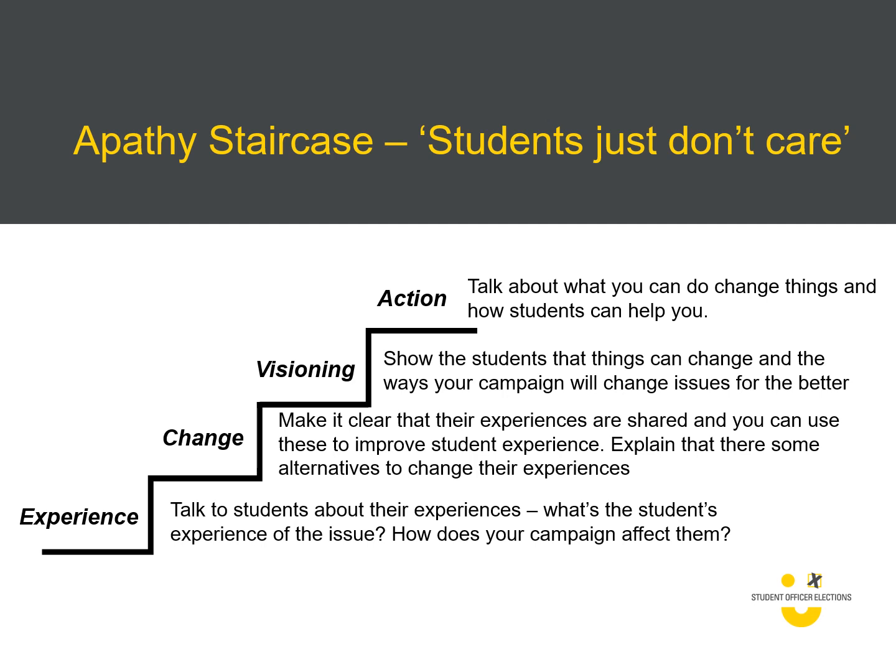Here, you start by asking a student about their experiences of something related to your campaign and how they have been affected. Make them aware that their experience may not be unique and is shared by other students, and that there are ways this could change. Demonstrate that it is possible for this experience to change and how it could benefit them. Lastly, talk about what you're going to do to make this change happen and how they can help you, which to start with is by voting for you.